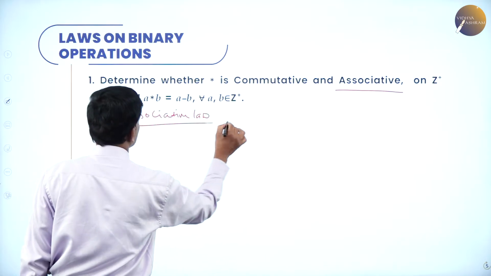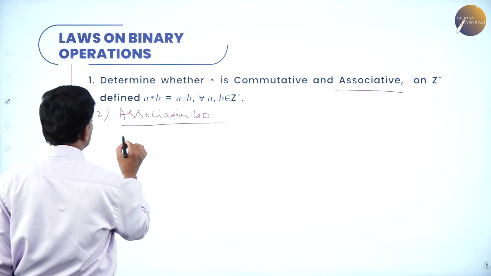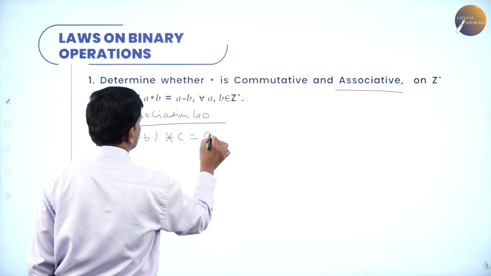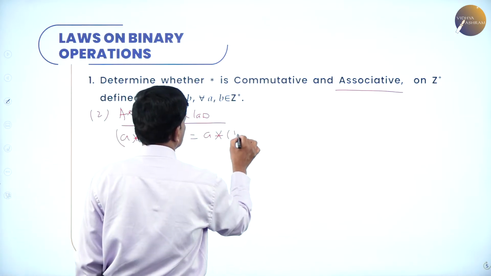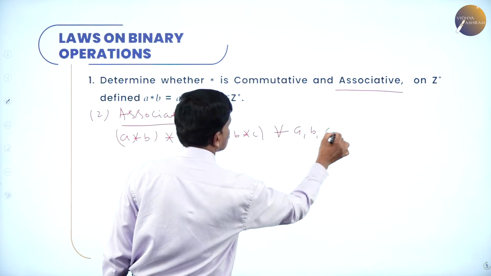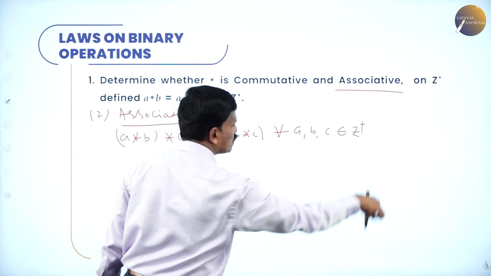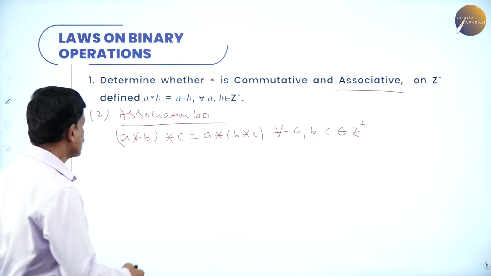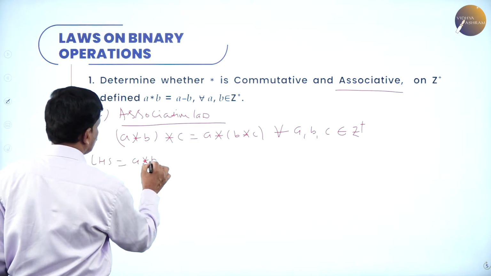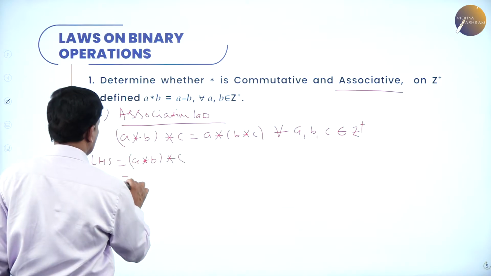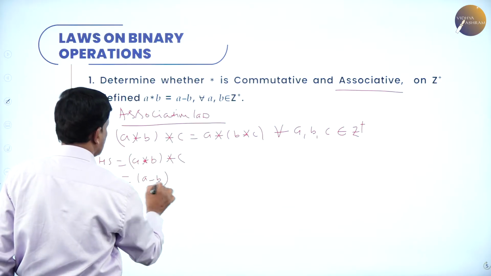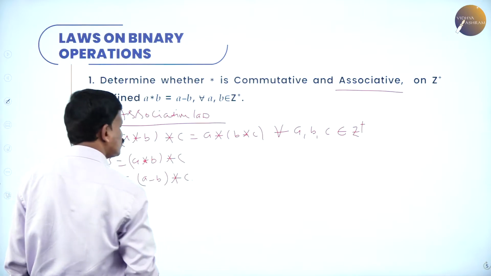Associative law. Associative property. What is the associative property? (A star B) star C is equal to A star (B star C) for all A, B, C belongs to Z plus. Now, let us take the LHS, the first part: (A star B) star C. Now, what is A star B? A star B is A minus B, star C.